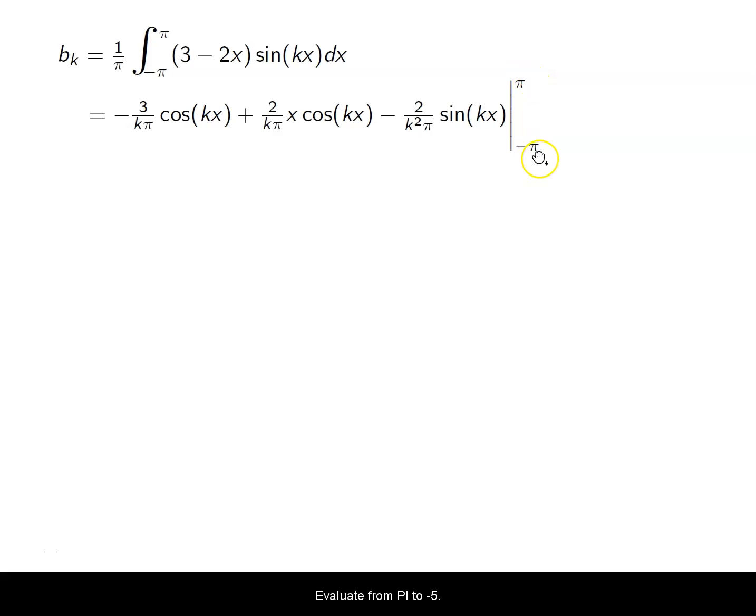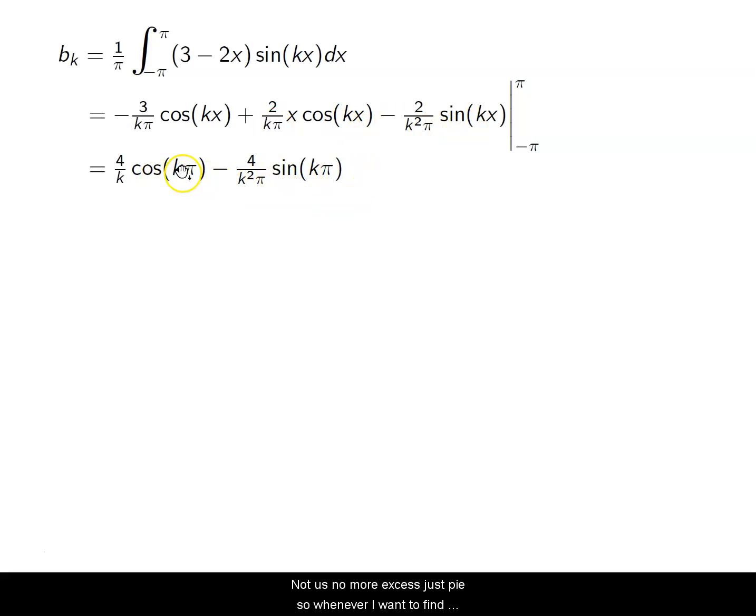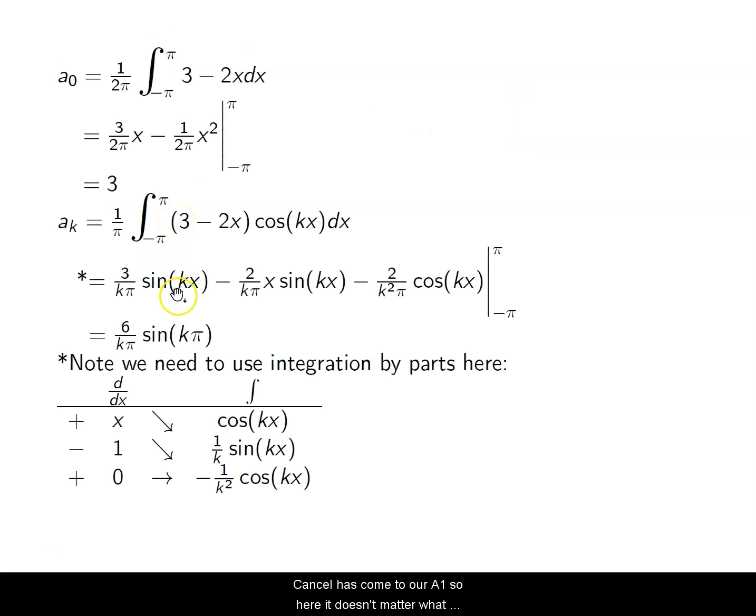Evaluate from pi to negative pi will give me this as a result. Notice no more x's, just pi's. So whenever I want to find a b_k term, I just plug in different values of k. b1, b2 is all I need to find for this example, and that's what I'll do. So a1 is going to be 0. Okay, so let's come to our a1.